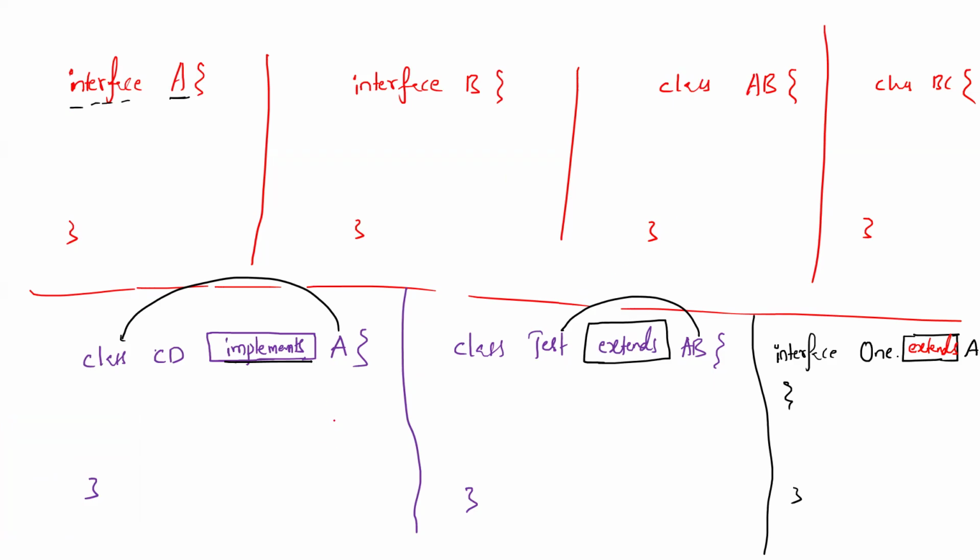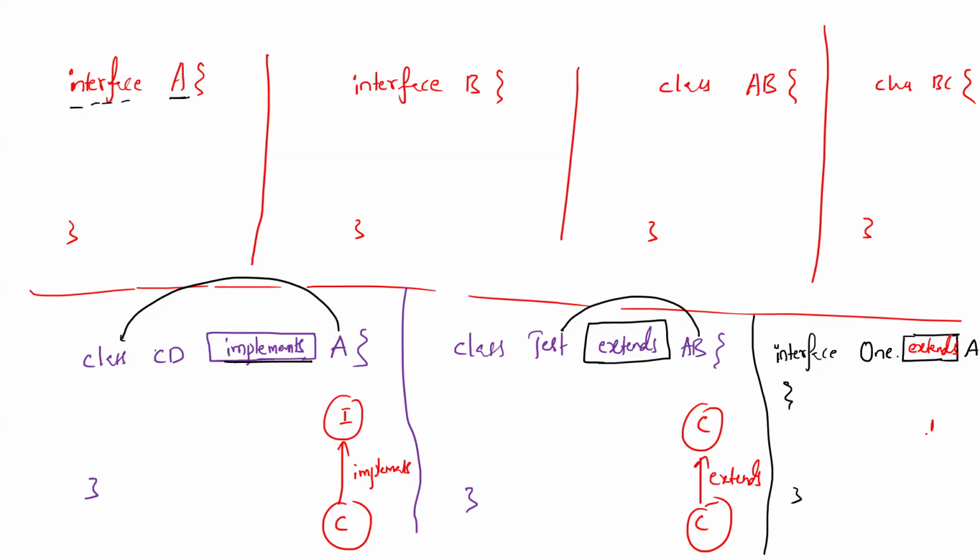Remember, if it is an interface used by a class, C for class, I for interface, then the keyword is implements. If it is a class used by another class, then the keyword is extends. If it is an interface by another interface, then extends is the keyword.